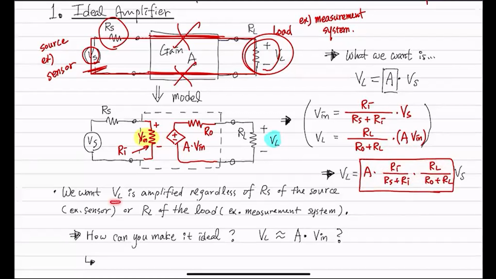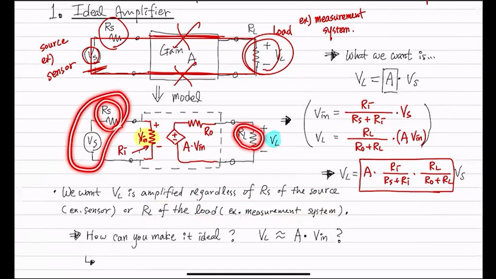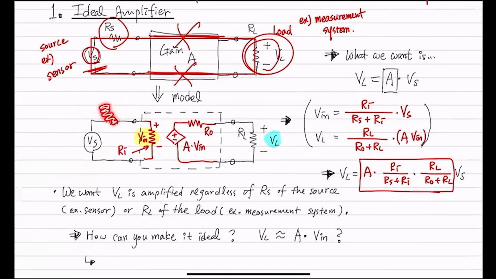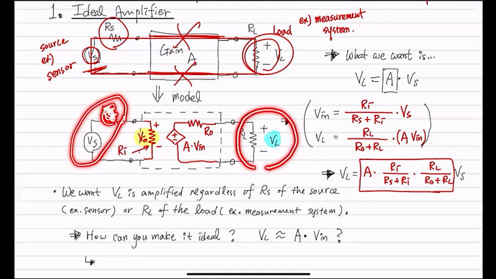So we want VL that is being amplified regardless of the RS from the source and RL of the load or your measurement system. By the way, these RS and RL is something you can design, but RS is just coming from your circuit, your sensor. Say it's like parasitic resistance or something like that. Maybe this is too large or maybe this is too small. This is not something you can control. And generally, this one too, you can buy a good one that has a certain value, but this is just given. You have an oscilloscope that's just a fixed value, right?